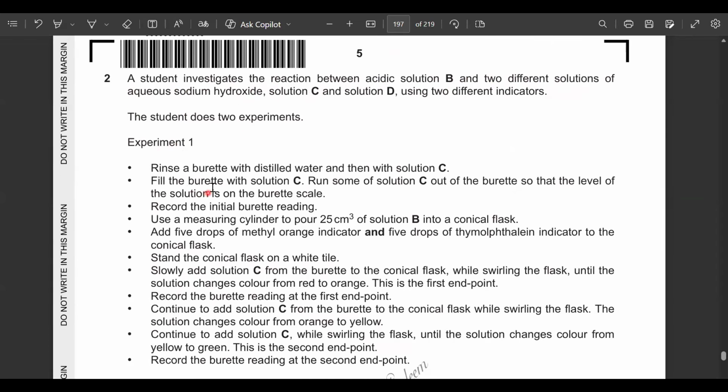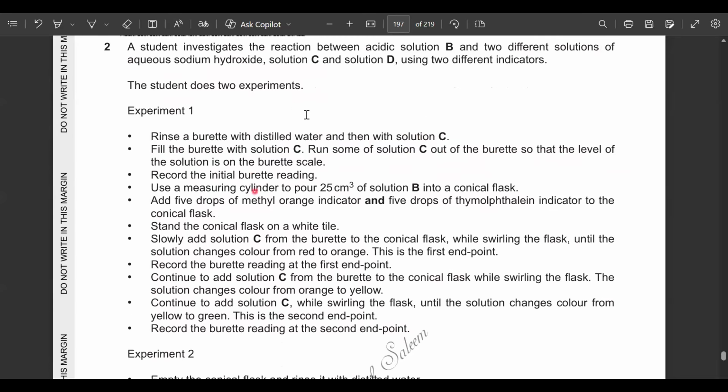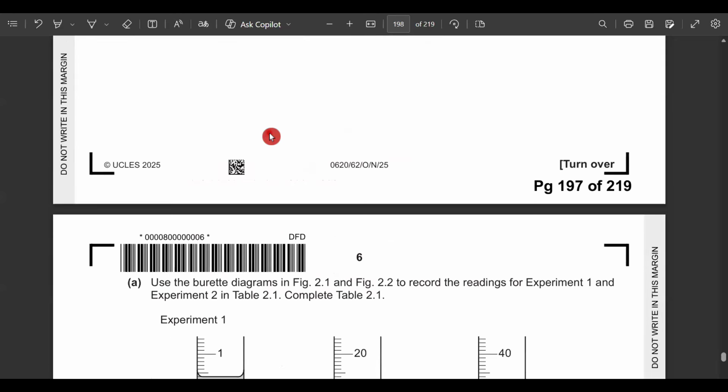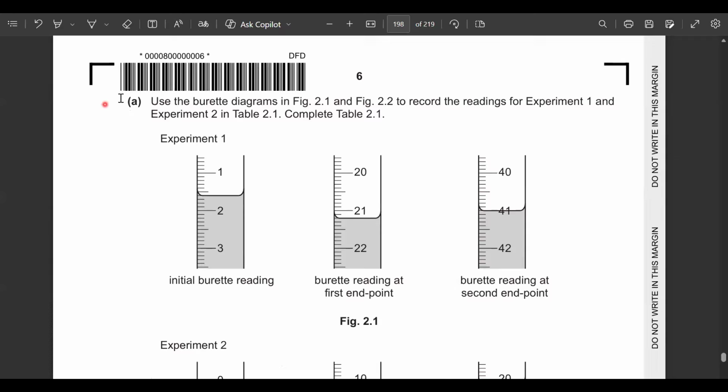Experiment 1, you can read through these lines by yourself. Drain the burette with distilled water, then with solution C, fill the burette with solution C, run some solution out of the burette so that the level of solution is on the burette scale. Just read through these lines by yourself. We move on to the question.